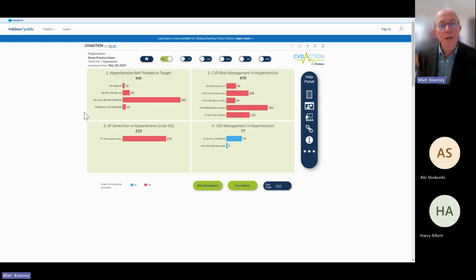The first one, blood pressure not treated to target. 340 patients is a lot of patients. Where do you start? Considering none of us have any spare capacity. Well, actually within that there were 10 patients with hypertension whose blood pressure is above 180 over 120, so very high risk. There's 36 whose blood pressure is between 160 and 180, so that would be a good place to start. 46 patients, manageable number to bring in and get the blood pressure optimized. We know we'll have a quick and early impact on their cardiovascular risk.